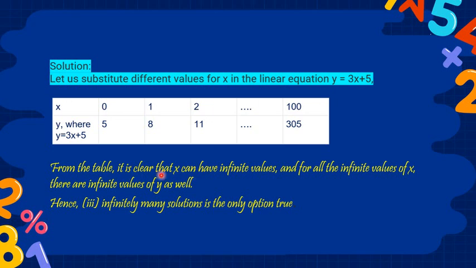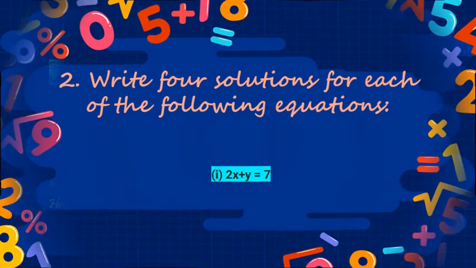From the table, it is clear that x can have infinite values, and for all infinite values of x, there are infinite values of y. You can understand this, and if you understood, we move to the next question. Hence, the option "infinitely many solutions" is true.